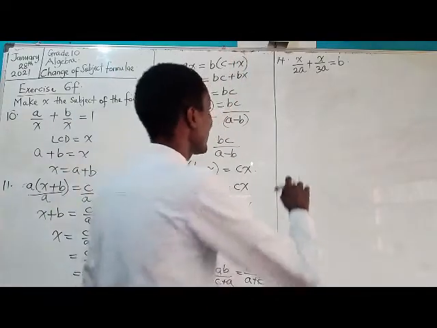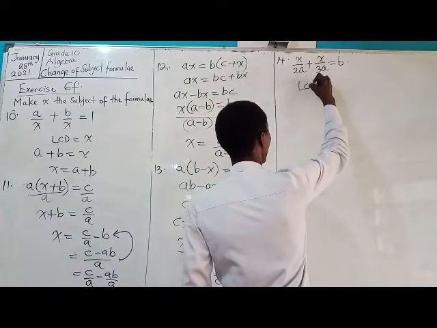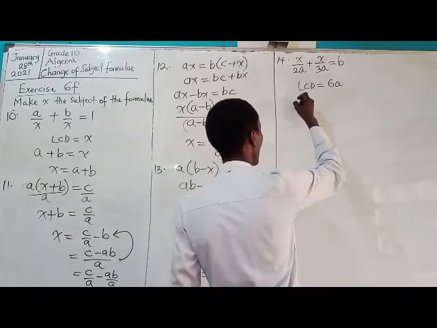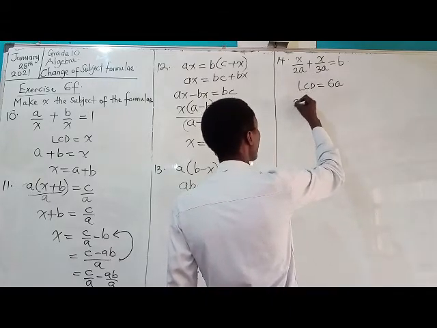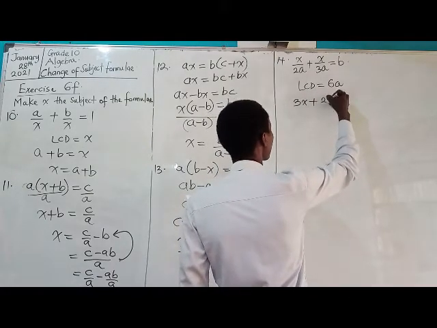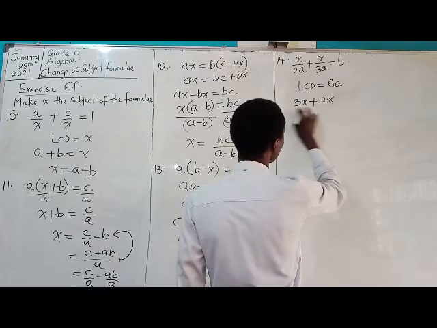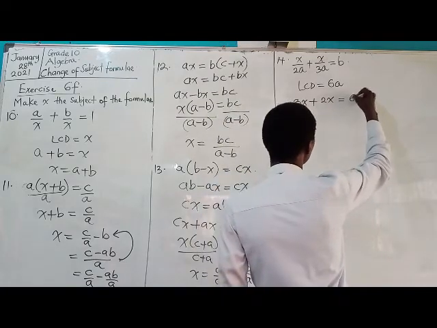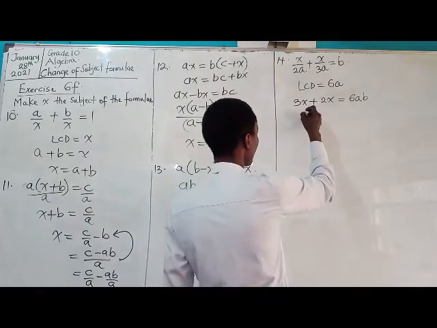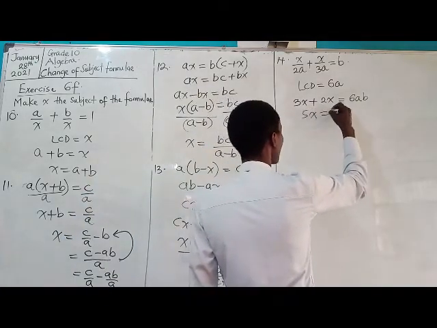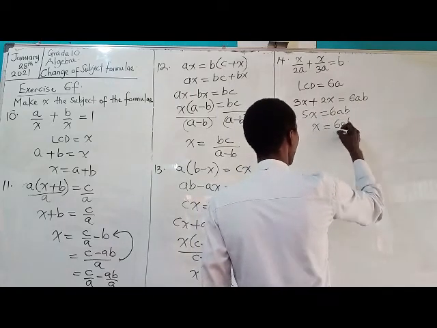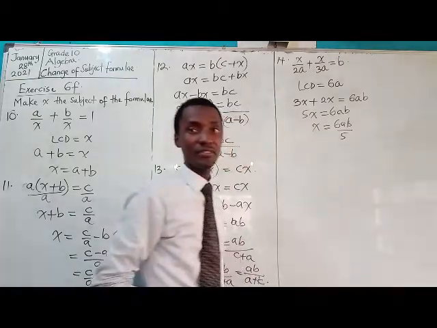All right, so let's look at this. The LCD is what? 6A. Very good. So that will be 3X plus 2X equal to 6AB. Is that not spot on? All right, so that means 5X equal to 6AB. X will now be 6AB over 5.